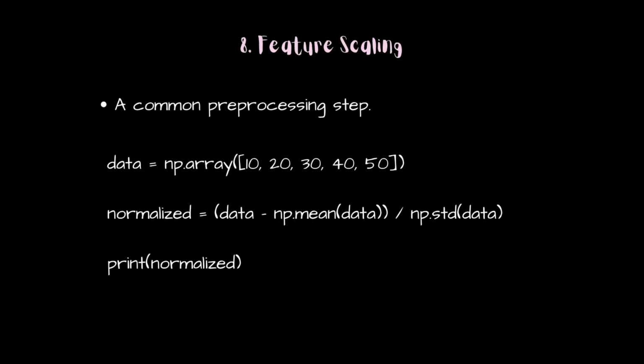Eighth, NumPy helps with feature scaling. Sometimes different features have very different value ranges. For example, one feature might range from 1 to 10, while another ranges from thousands to millions. NumPy helps normalize and standardize data so that machine learning models can learn more effectively.